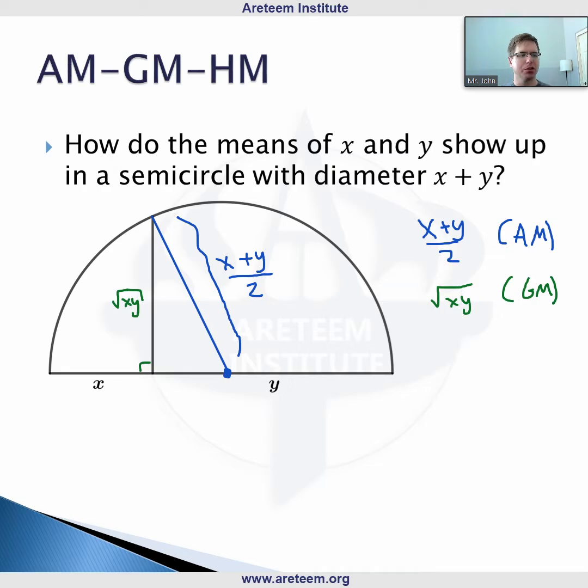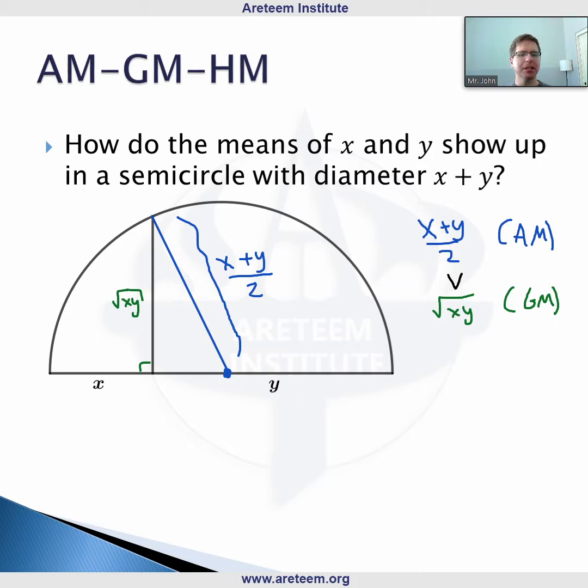And we know for sure that this arithmetic mean is bigger, in this picture where x is not equal to y. So we have this diagram. This is bigger than the geometric mean in this case. So that is our setup of these to begin with.